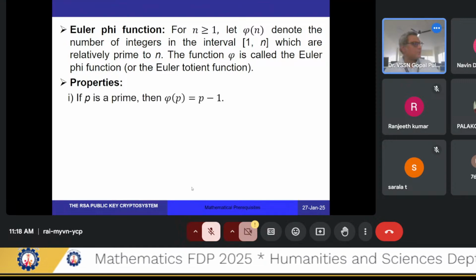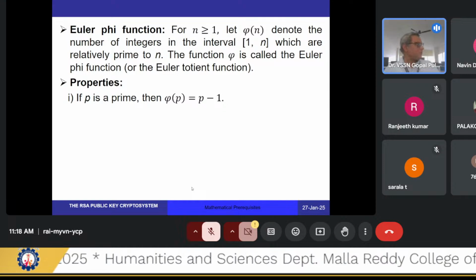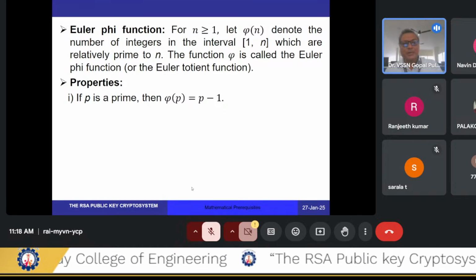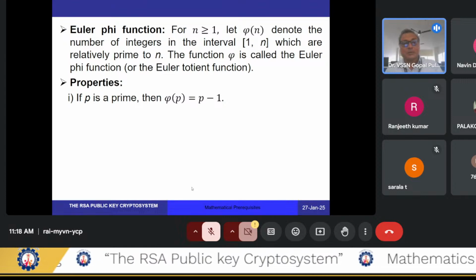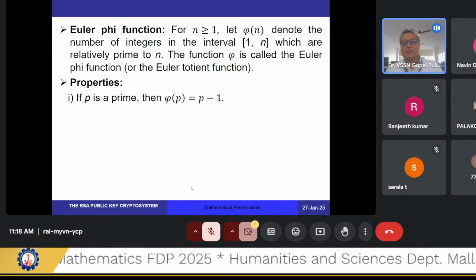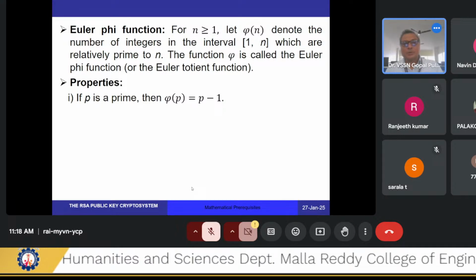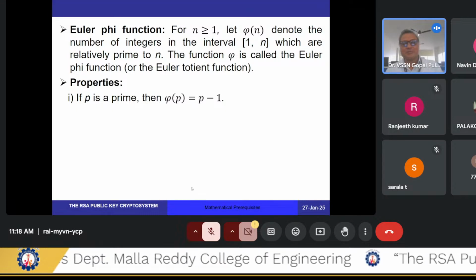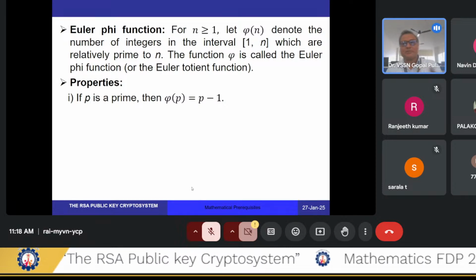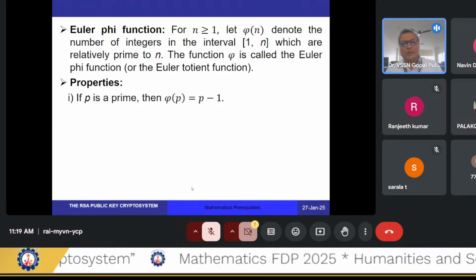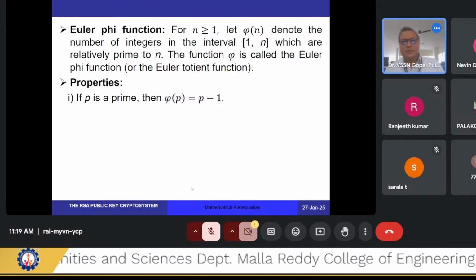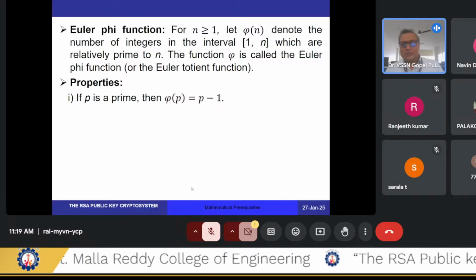Okay, so these are a few properties. If we consider P a prime, obviously one can observe that phi of P is P minus 1. Suppose, as a simple example, you consider 5. Obviously you can see that less than 5, 1, 2, 3, 4 are all relatively prime to 5. So obviously phi of 5 is 4.